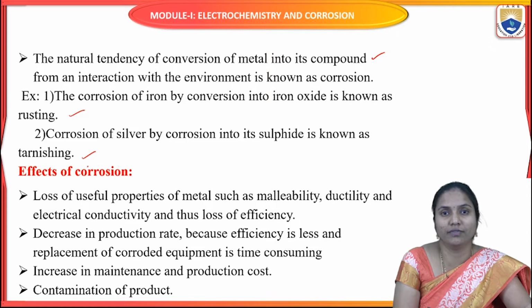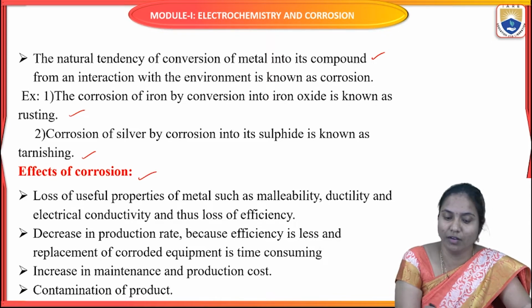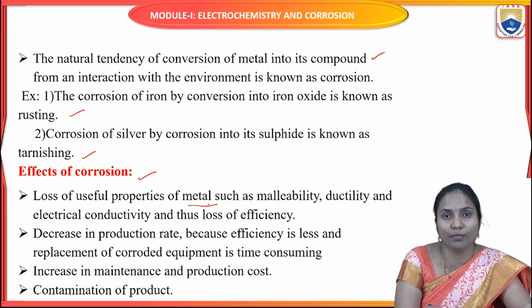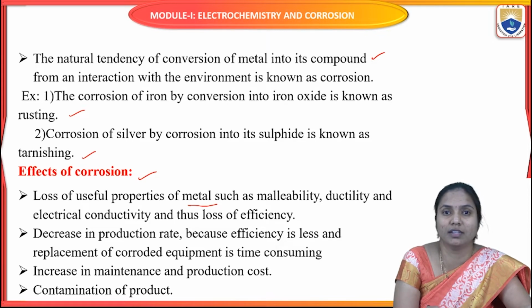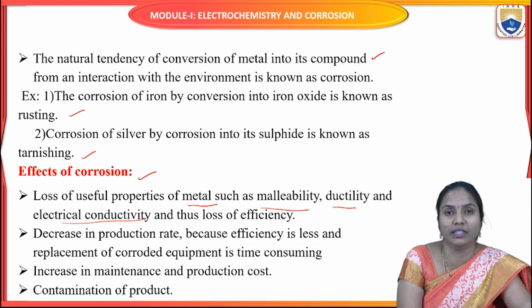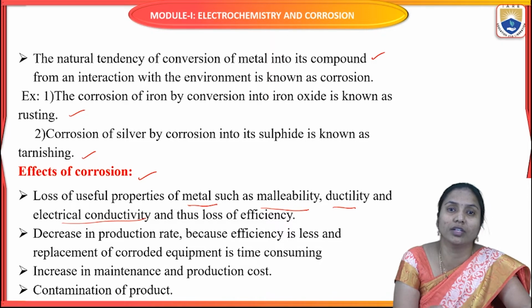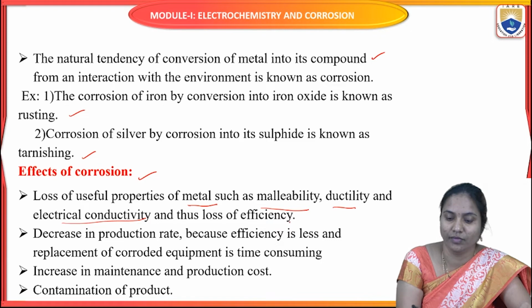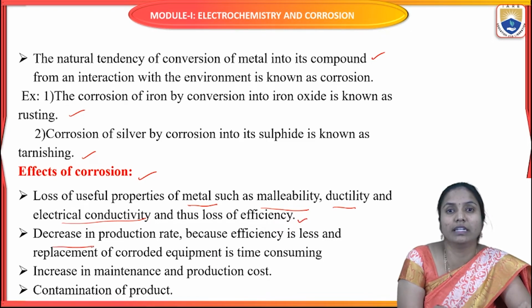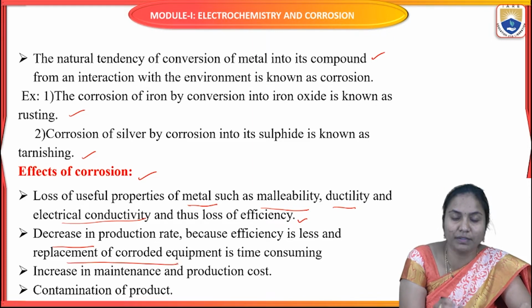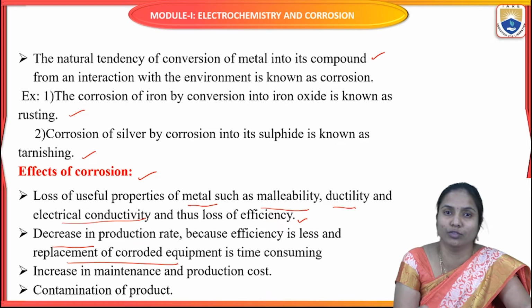So what are the effects of corrosion? Loss of useful properties of metal. The valuable properties of metal are malleability, ductility and electrical conductivity. And most important is loss of efficiency of metal, and also a decrease in production rate, because efficiency is less and the replacement of corroded equipment is time consuming.